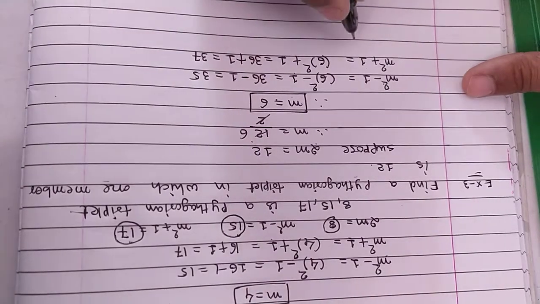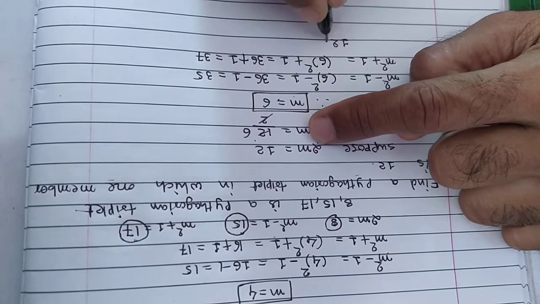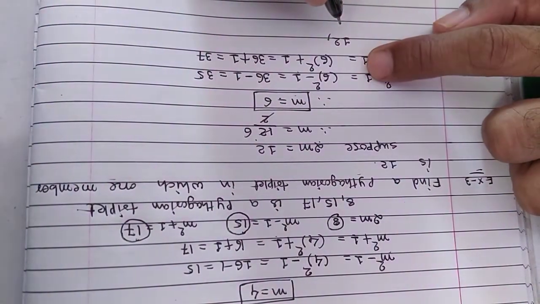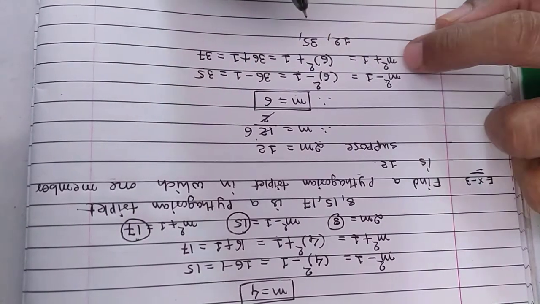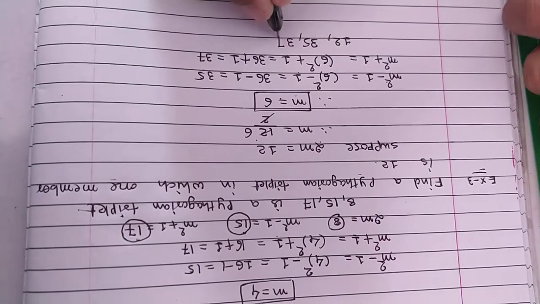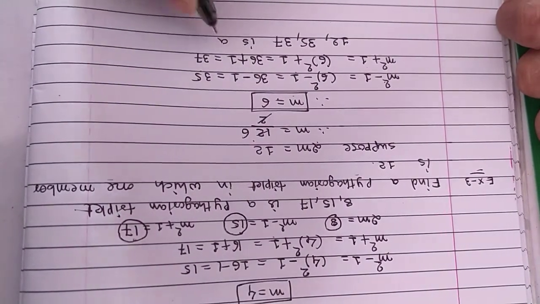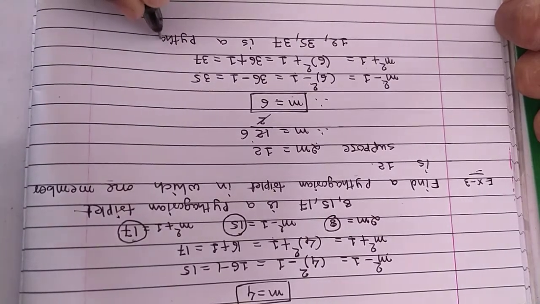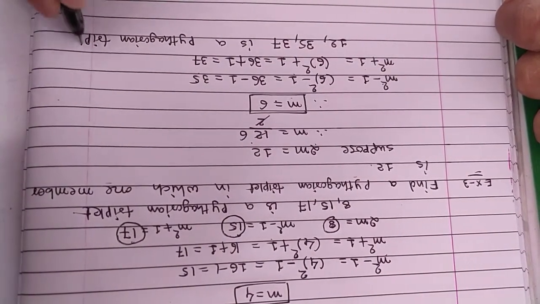So one member is 2m, that is 12. The second member is m square minus 1, which is 35. And the third member is m square plus 1, which is 37. So 12, 35, 37 is a Pythagorean triplet. Okay.